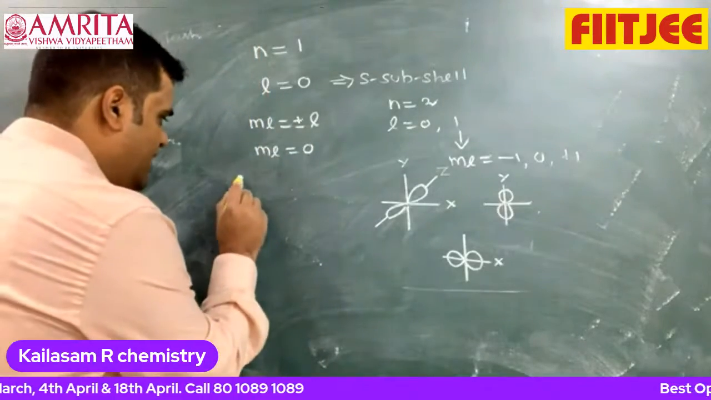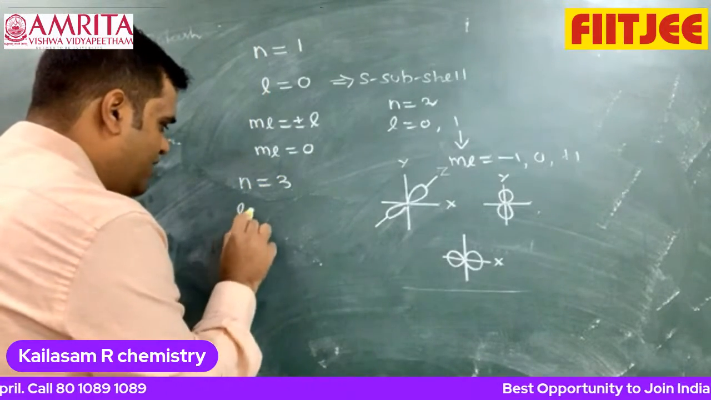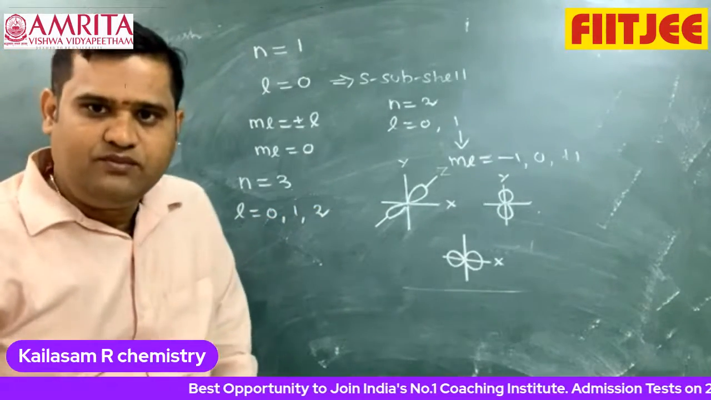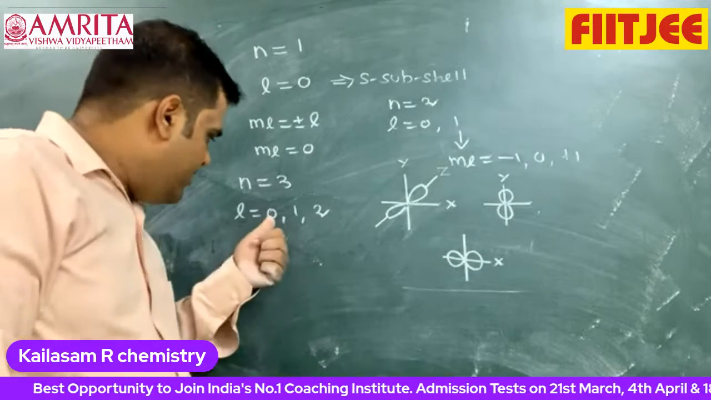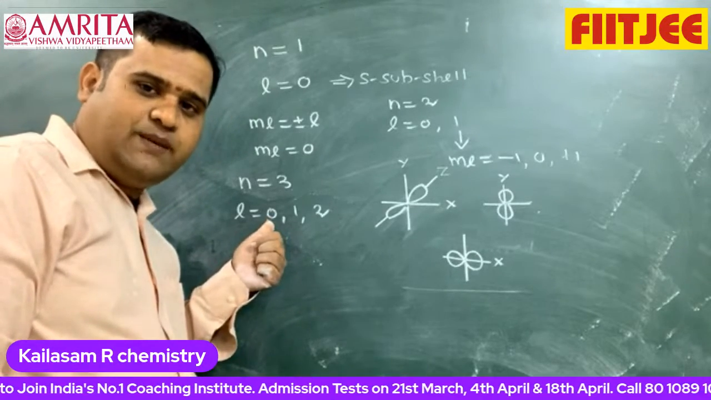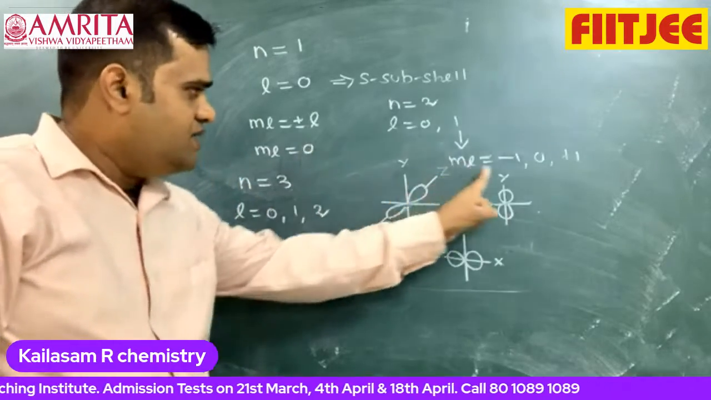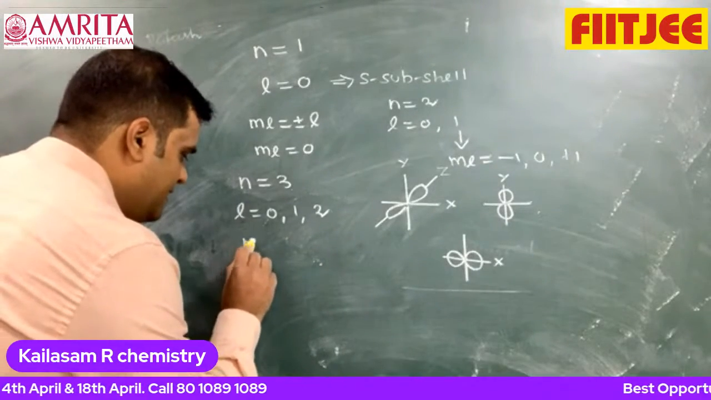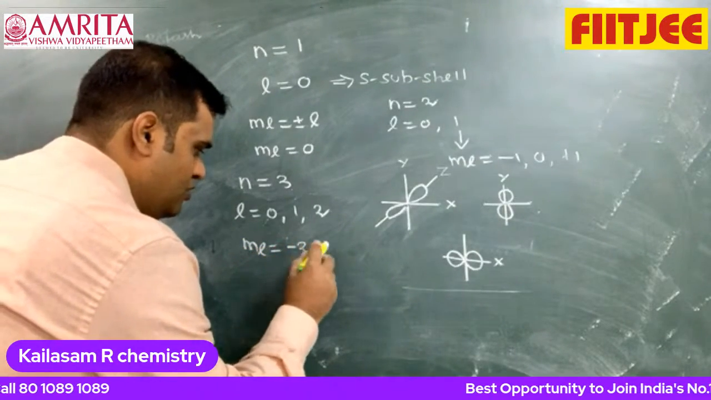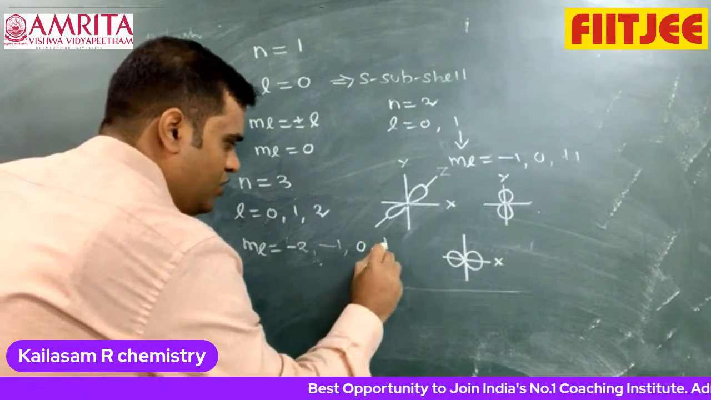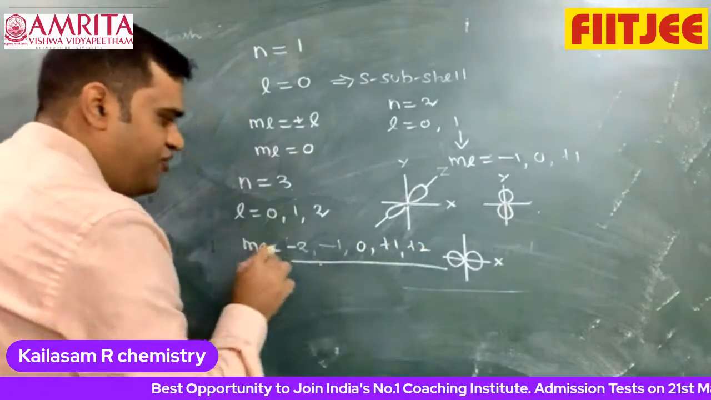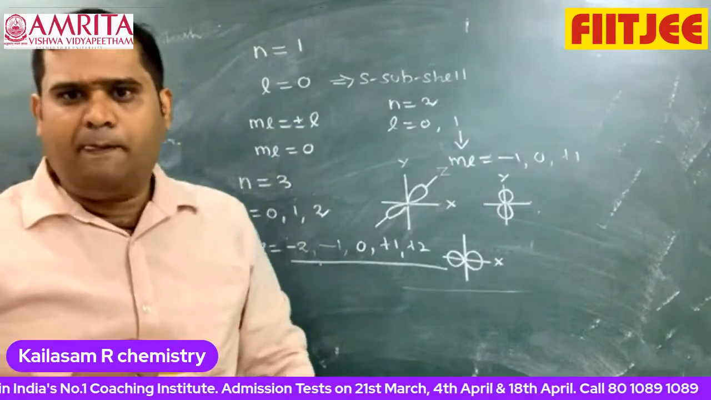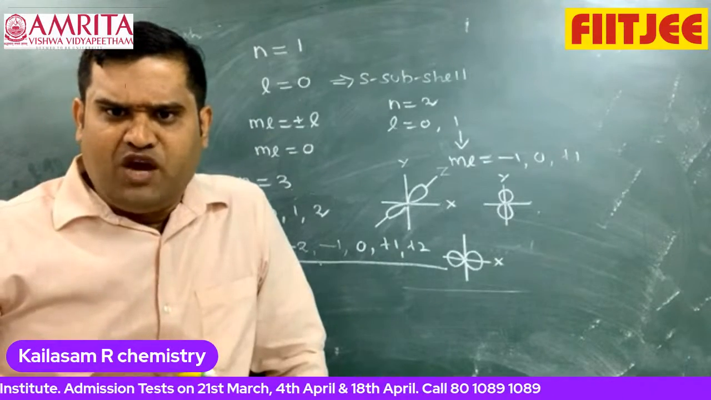Now look at this. When n is equal to 3, what are the l values? We can say 0, 1, 2. So the s subshell has only one orbital because it has only one value. The p has 3 values. Now when l is equal to 2, we can write ml as minus 2, minus 1, 0, plus 1, plus 2. We have 5 values. 5 values means 5 d orbitals are there.